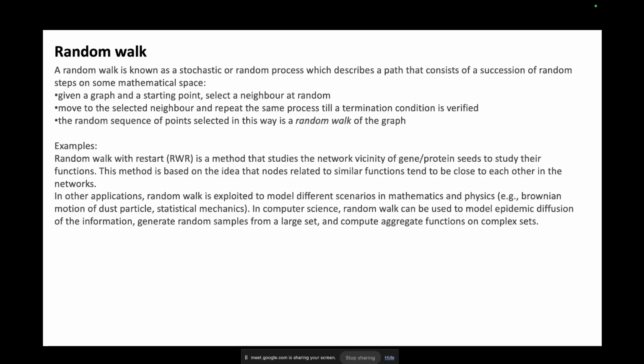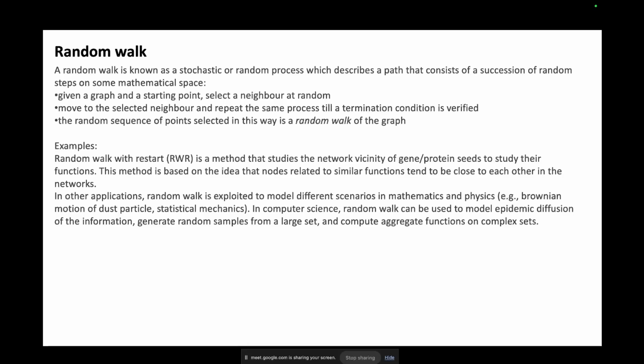So we see this is what is known as a random selection, sorry, this random sequence of points selected in this way is called a random walk of the graph, right? A random walk with restart basically is what the name suggests. It's like you go from one point to another, your termination condition is verified, and then you restart again in another way, right? So random walk with restart is a method that studies the network vicinity of gene protein seeds to study their functions, right?